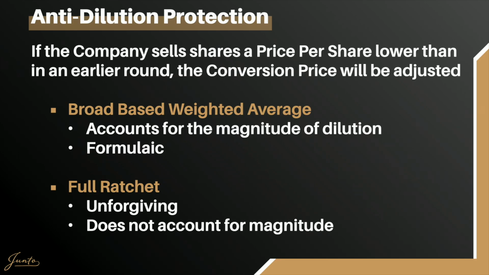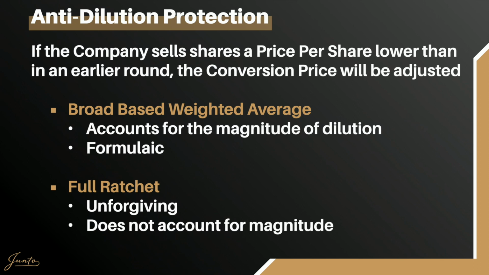Well, there are two ways to adjust this conversion price. There's what's called a broad-based weighted average, which accounts for the magnitude of the dilution. So if the later round wasn't that big of a round, or not very much stock was sold at that round, we shouldn't have this huge adjustment in the conversion price. It should take into account the magnitude. And this magnitude is determined based on a formula.